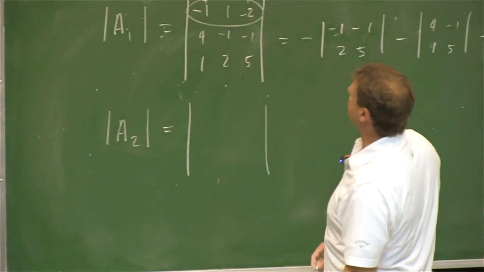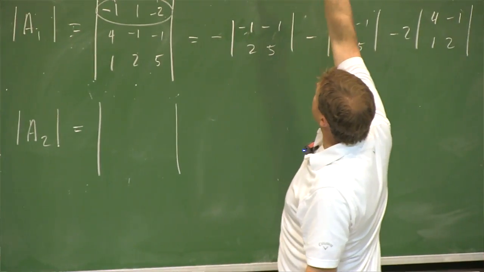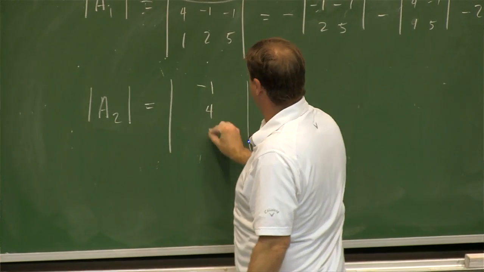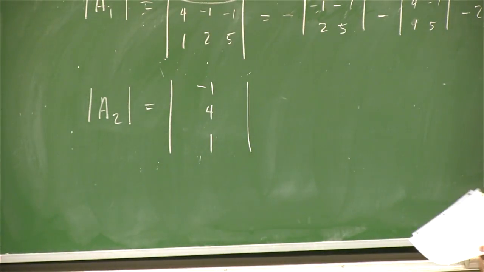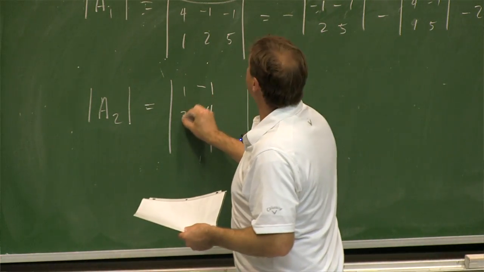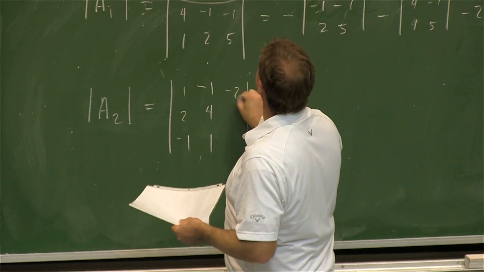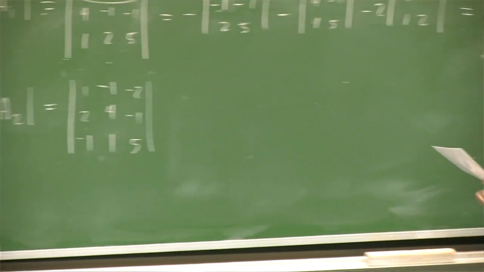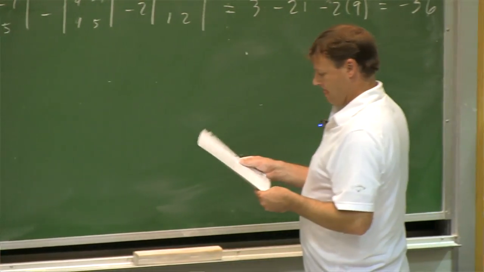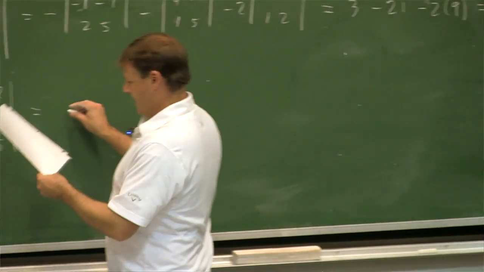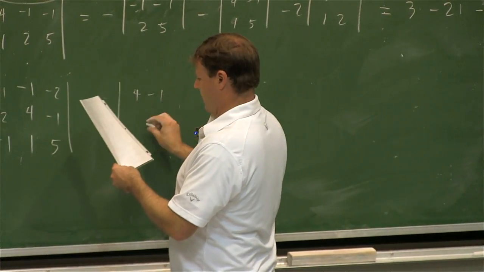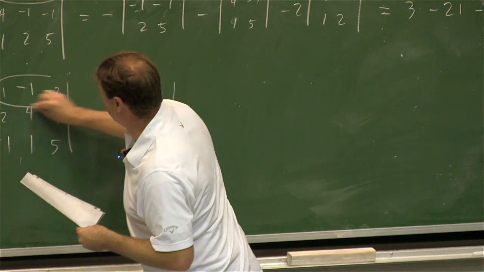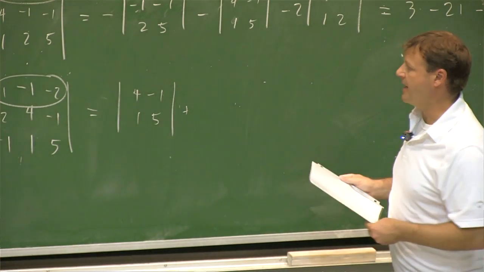Okay, then A2. Now for A2, I'm taking that B and putting it in the second column, and everything else stays the same. So I have 1, 2, negative 1, and negative 2, negative 1, 5. And that's equal to 4, negative 1, 1, 5. I'm going again along here, just keeping it the same every time.